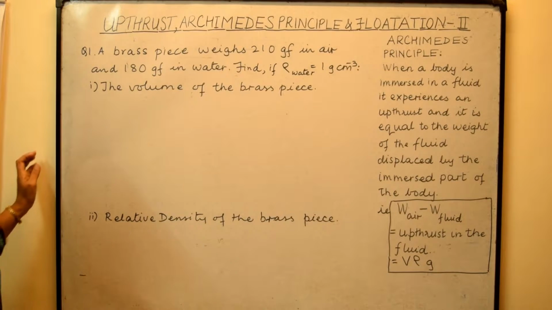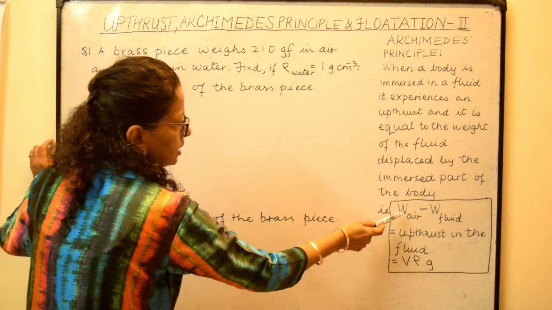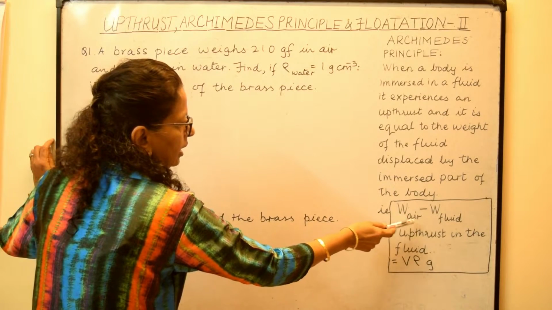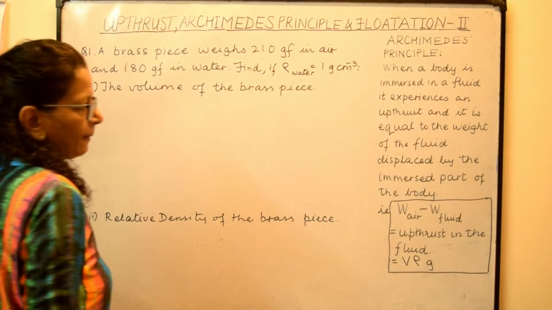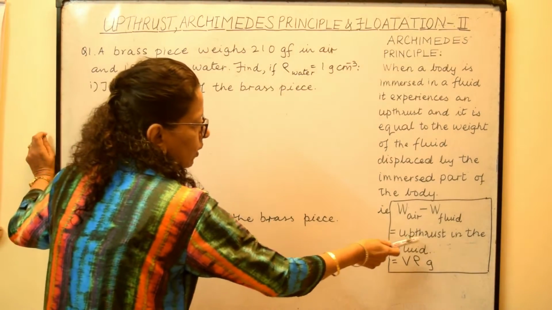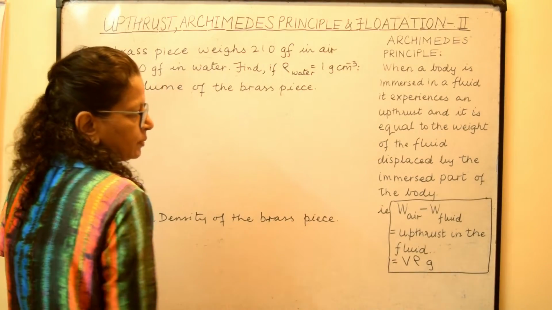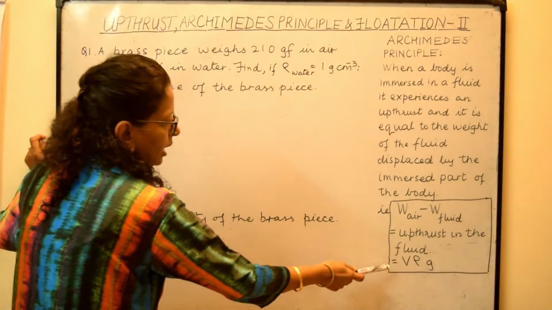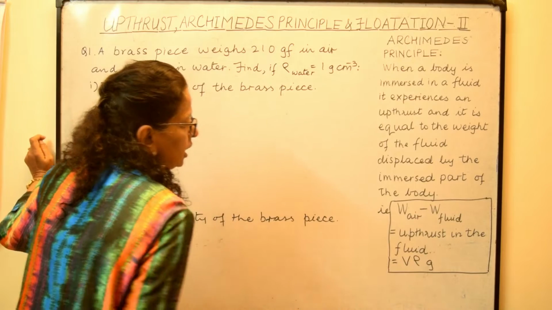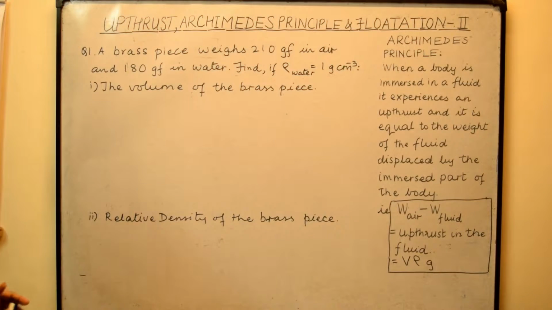In other words, the loss in weight is weight in air minus weight in fluid, and that is equal to the upthrust that the solid experiences in the fluid, and that is equal to V rho G, which we've already seen in the earlier video. Let us look at the question, that is numerical 1.